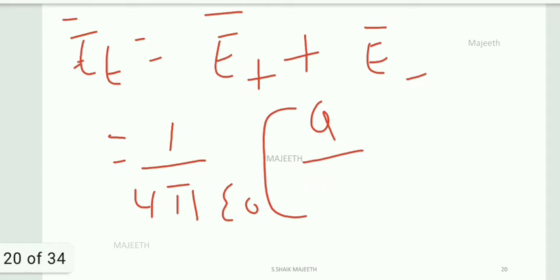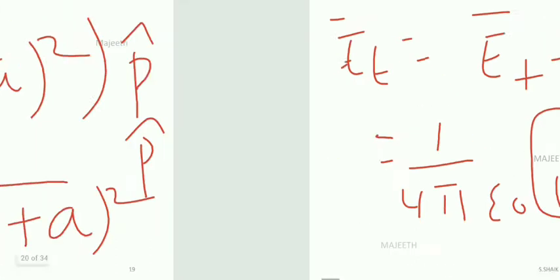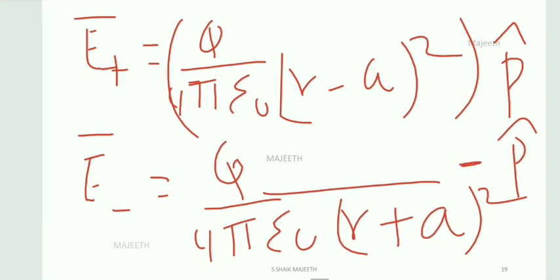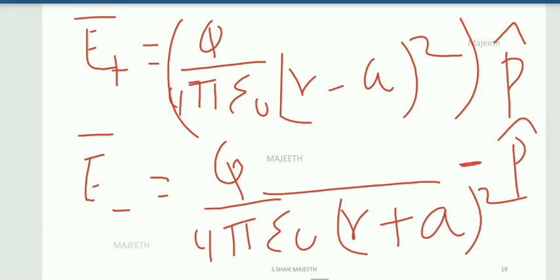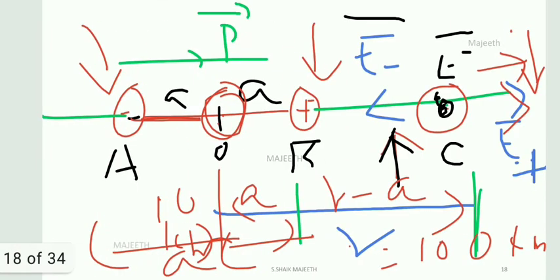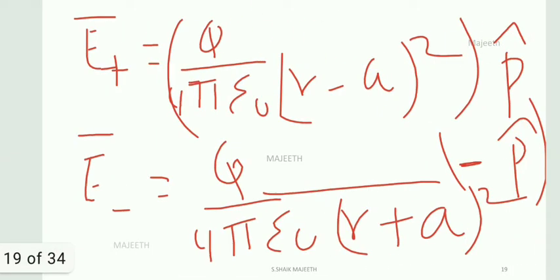Q by R minus A squared into P cap. See, I have to remind you one thing. This is P cap, but this P cap is minus because here I have to put minus P cap. Why am I putting minus P cap? See, P is going from this direction to this direction, whereas E minus is in the opposite direction. So for that we have to put minus. So it is minus P cap.